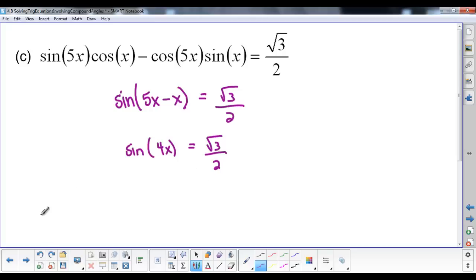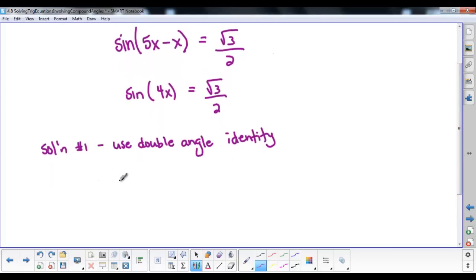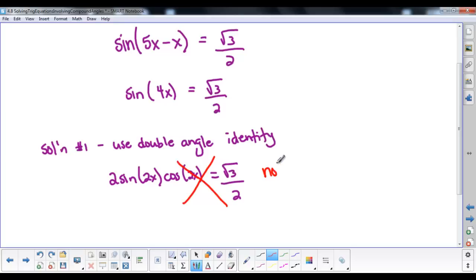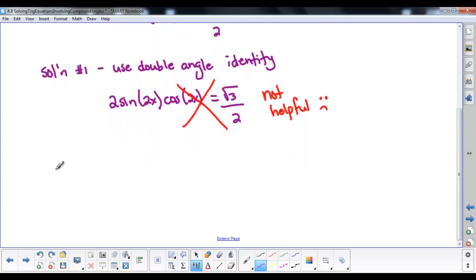The first way was to use the double angle identity. If we do that, the sine double angle identity was 2 times sine of half the angle, so 2x, times cos of half the angle, 2x, equaling √3/2. Now if you take a look at what we've got here, we have sine 2x and cos 2x, so we have a term that has both sine and cos in it. We can simplify this further, but it's just going to end up having lots of sines and lots of coses. So using the double angle identity in this case is not helpful. This is why doing solution 2 will work out.